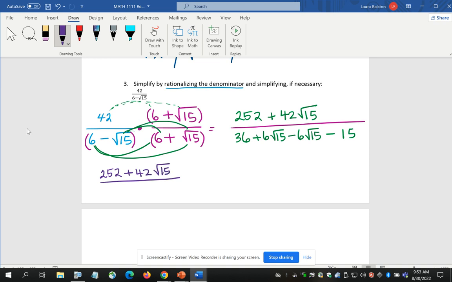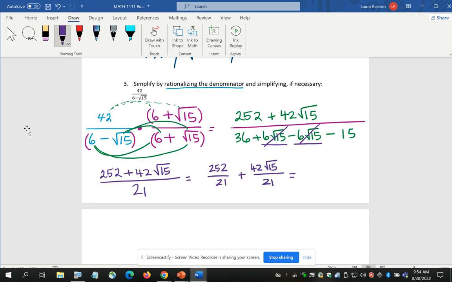In the denominator, 6 square root 15 minus 6 square root 15, that's 0. So then I have 36 minus 15, which gives me a value of 21. And so then I want to see, can I simplify this any at all? So if I think about it, I have 252 divided by 21 plus 42 square root 15 over 21, and I want to see if I can simplify that.